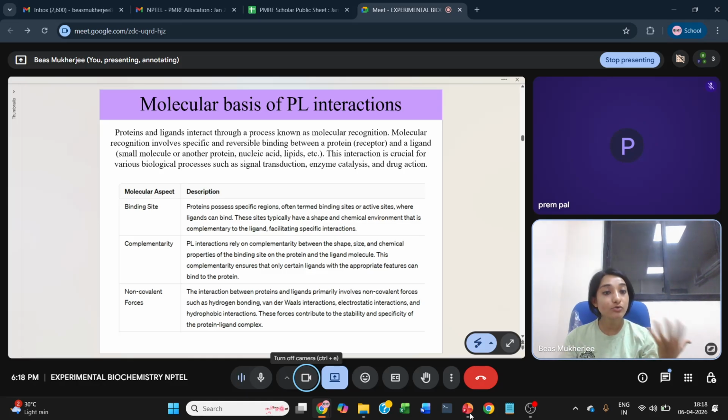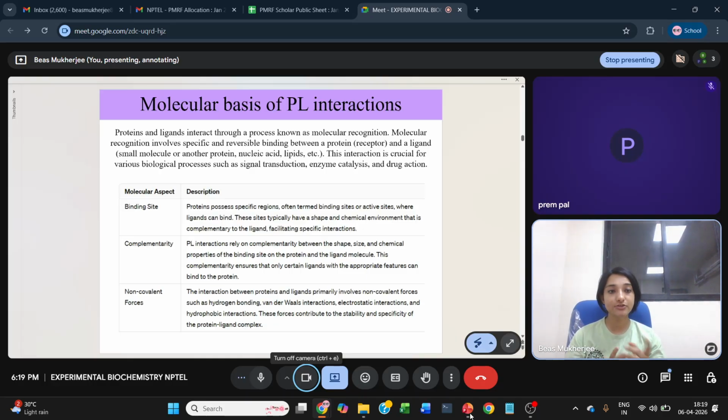Now, how do these interactions happen? Protein and ligands interact through a process known as molecular recognition. Molecular recognition involves specific and reversible binding between a protein and a ligand, which can be a small molecule, another protein, nucleic acid, lipids, etc.